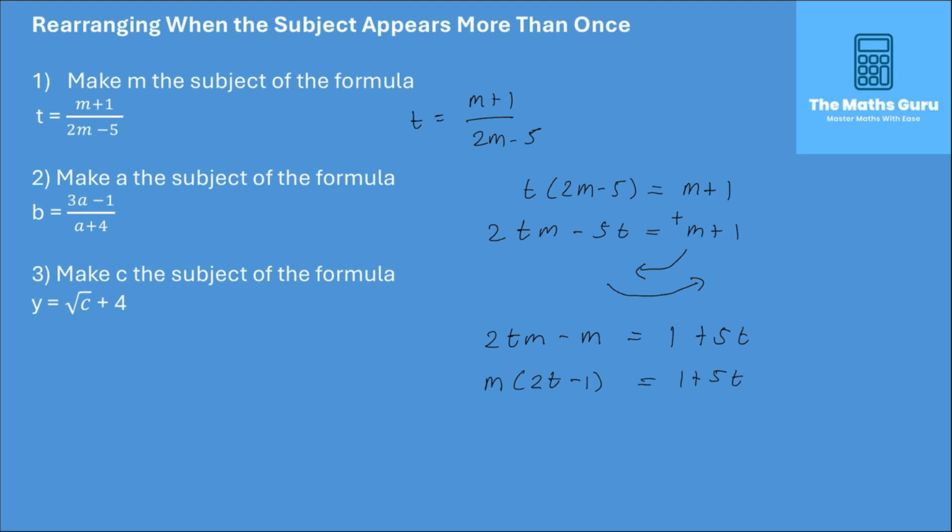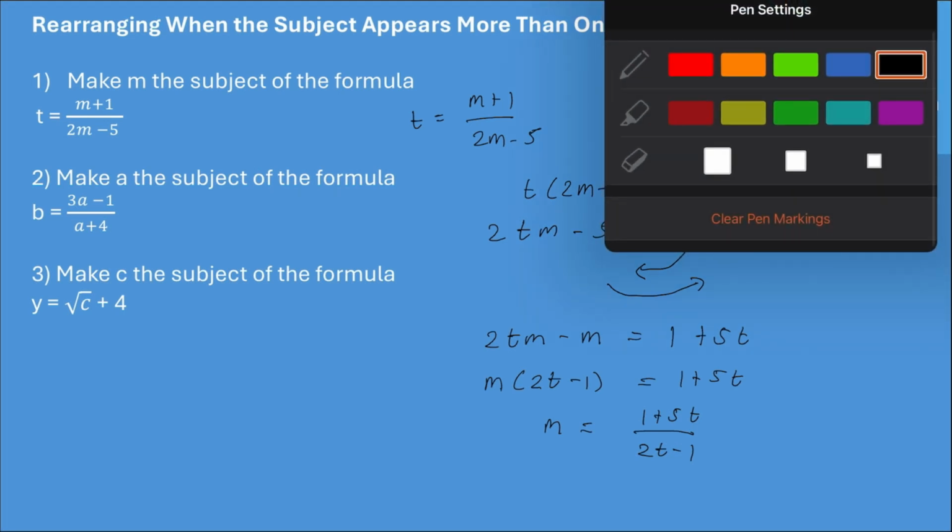Now we can see that our m is being timesed by the expression 2t minus 1. Now, to reverse this, we can divide both sides by 2t minus 1, leaving m alone on one side of the equation. And as I mentioned before, it does not matter whether m is on the left-hand side or the right-hand side, as long as it's alone and by itself, completely fine. That is when m becomes the subject of the formula.